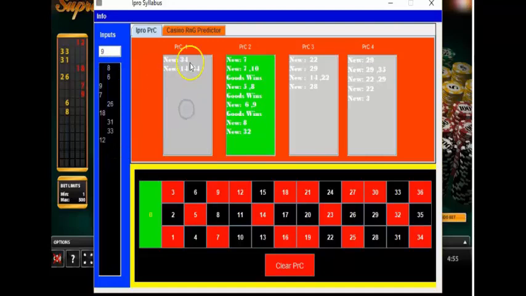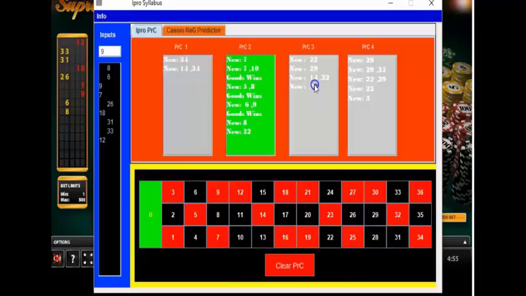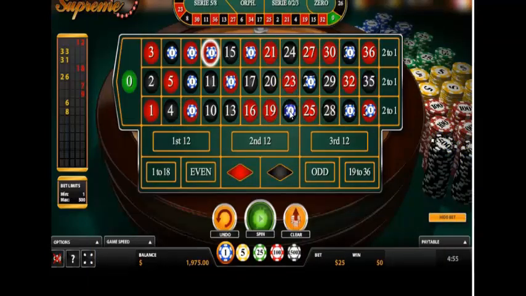Now you're going to enter the PRC numbers, but you're not going to use your duplicates. Duplicates usually can be used if you really have a significantly high bankroll, because you're actually adding more money onto your bets. So we're going to start with PRC1, and we're going to enter 34, 14, and 34 is a duplicate, so we're not going to duplicate that. We're just going to have 34 and 14, and then wheel 3, which is 22, 29, 14, and 22 is a duplicate. So 22 and 29.